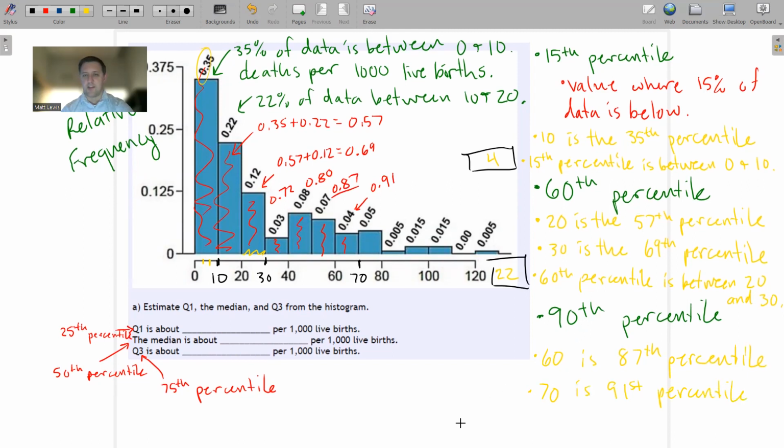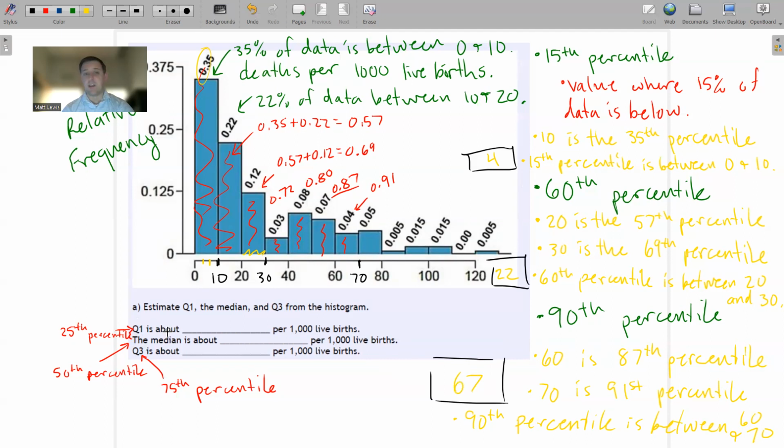And of course, we're looking for the 90th. So that means the 90th percentile is between 60 and 70. So again, any answer in there is fine. Since 90th is a little closer to the 91st, maybe I'll give an answer that's closer to 70. Maybe call it 67 or something like that. And so that's how I can calculate the 15th percentile, 60th percentile, and 90th percentile.